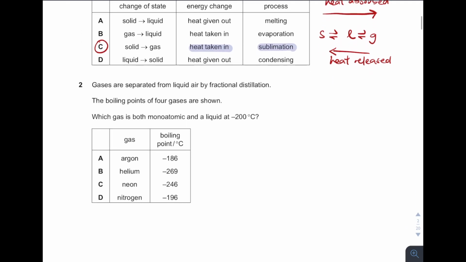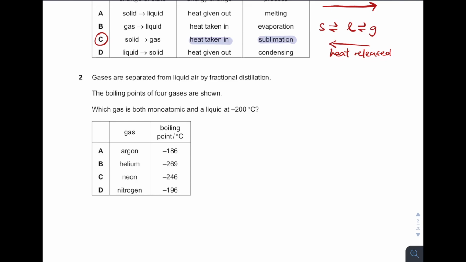The next one: which gas is both monoatomic and a liquid at negative 200 degrees Celsius? Remember, monoatomic means it has to be a noble gas, Group 8. So it cannot be the others. Liquid at negative 200 degrees Celsius, so which one? The boiling point is higher than negative 200. The answer is negative 186. So the answer is A.